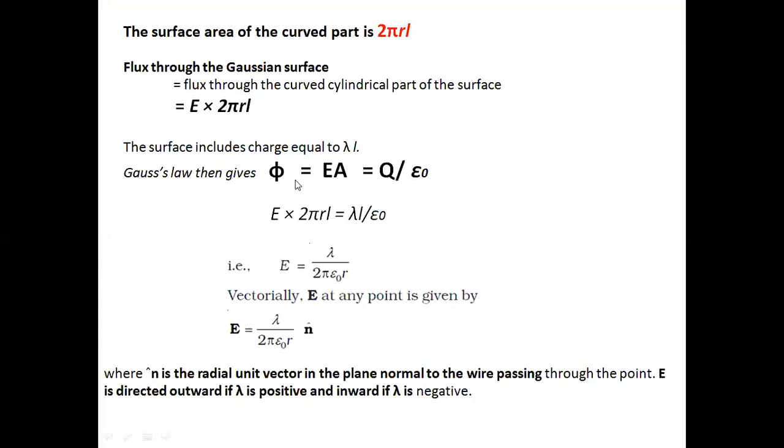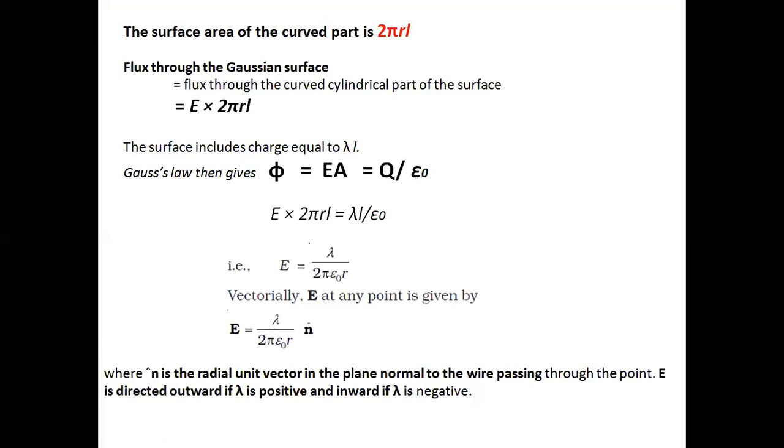We have to find out the value of the E field. That means this L will be cancelled out from both sides. So we obtain the equation E is equal to lambda divided by 2 pi epsilon naught into r. We can write this equation in vector form. So at any point, vector E is equal to lambda divided by 2 pi epsilon naught r into n cap.